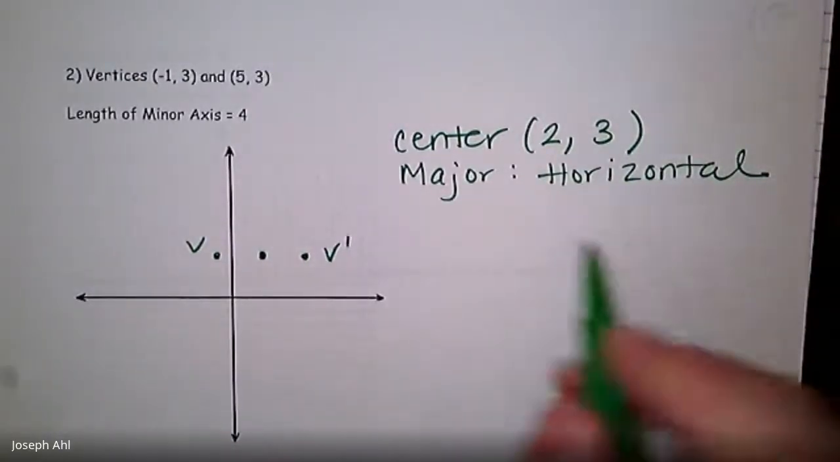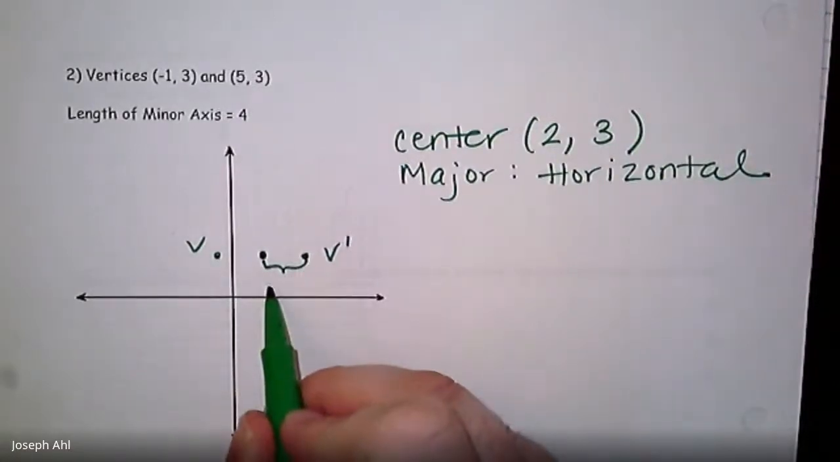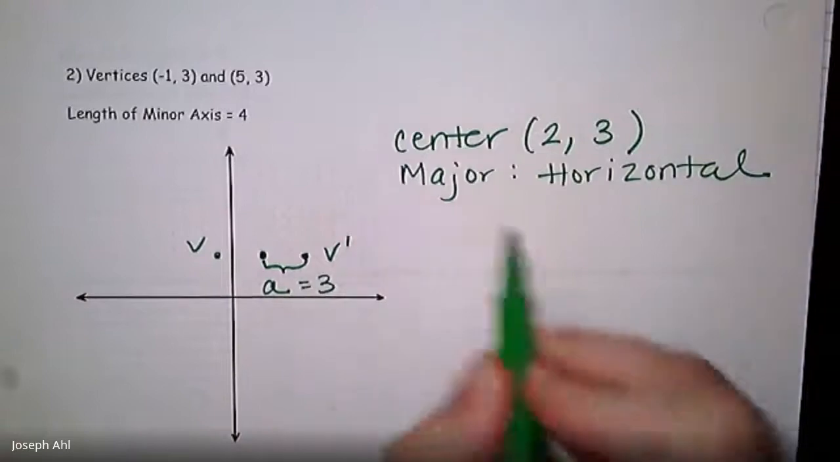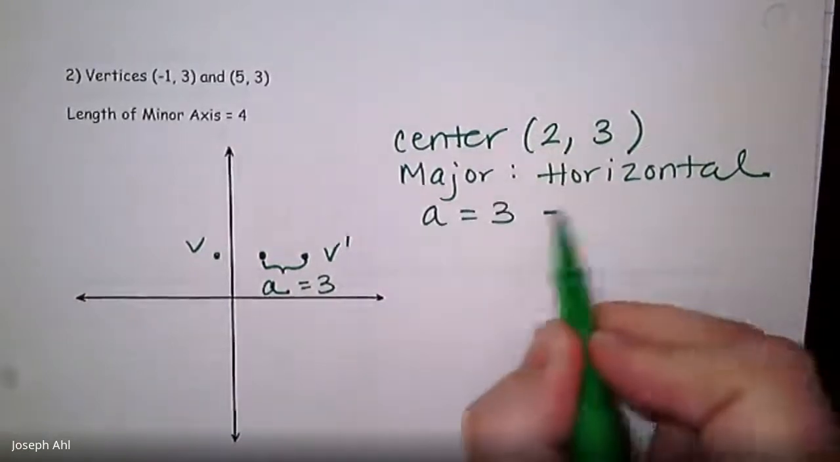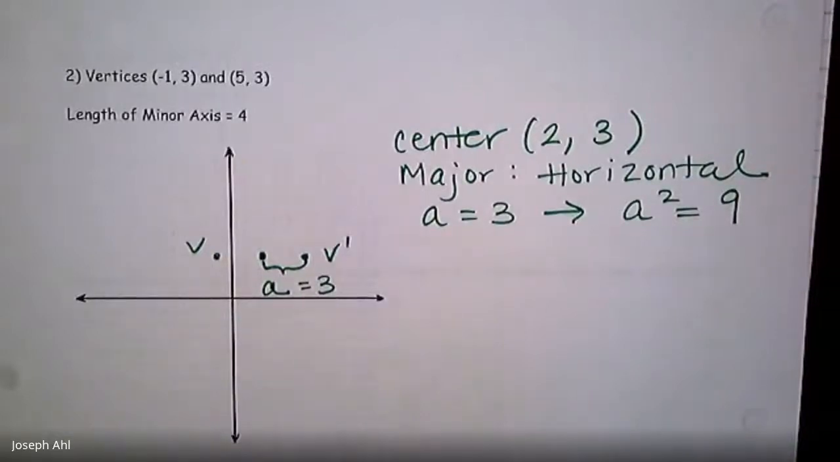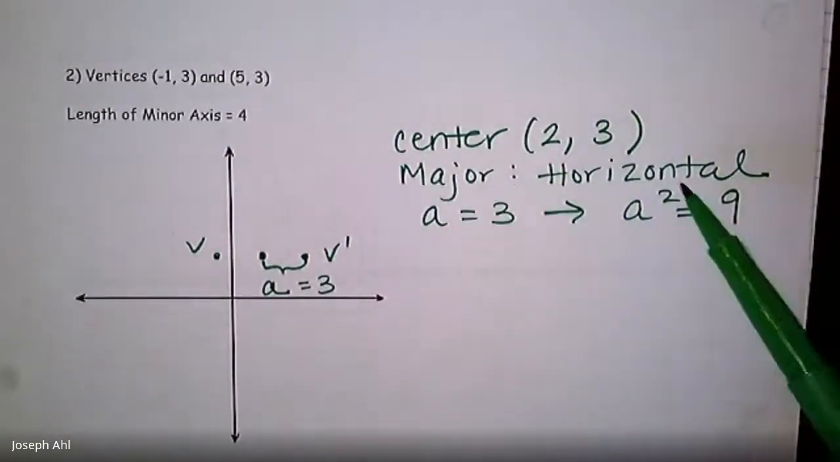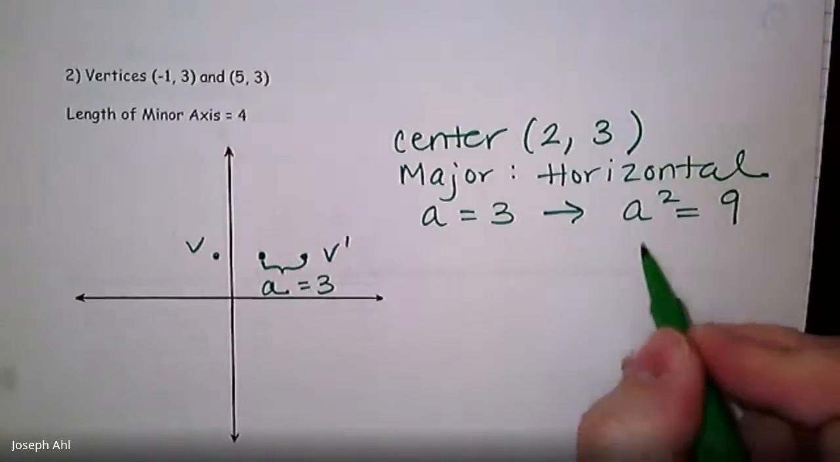Even beyond knowing the major axis is horizontal, we saw in the last example that the distance from center to vertex is the length of a. So in this case, a equals 3, which gives me that a squared is 9. So we'll use that when we go to write our equation. The last thing that we're missing from this whole puzzle is, well, we know the center, we know the major axis, we know a squared, we need to know b squared.